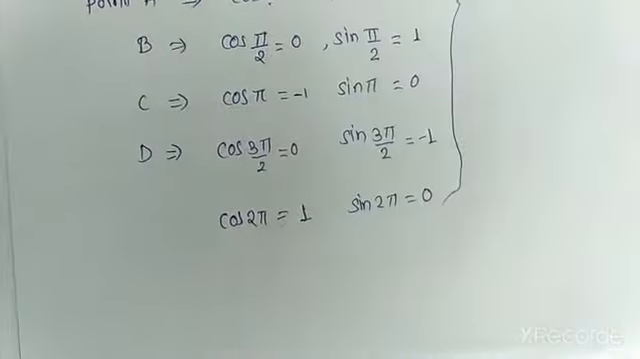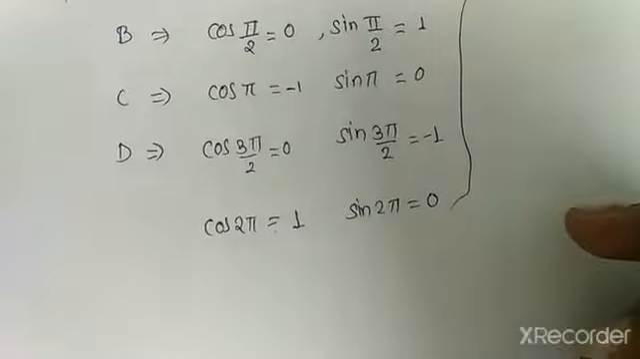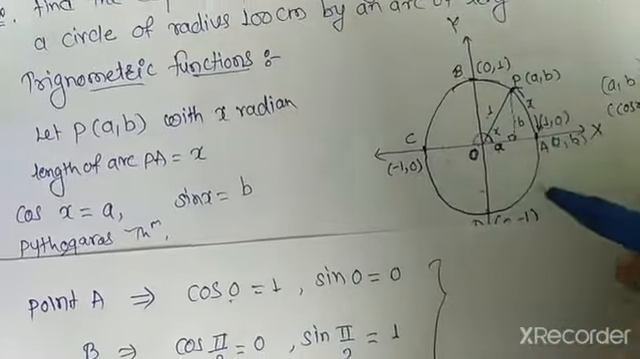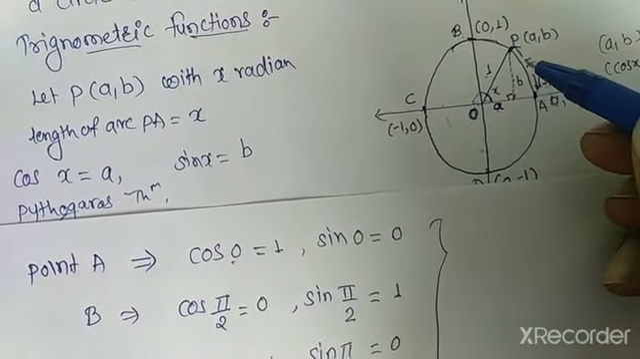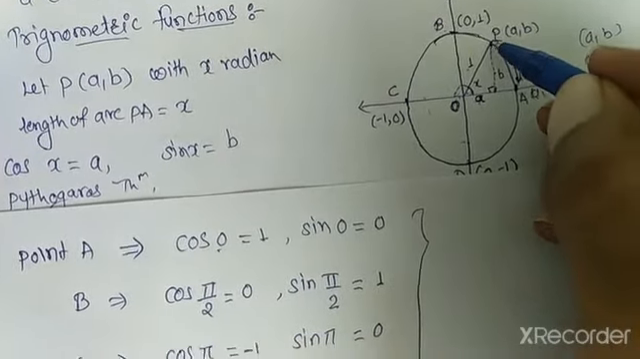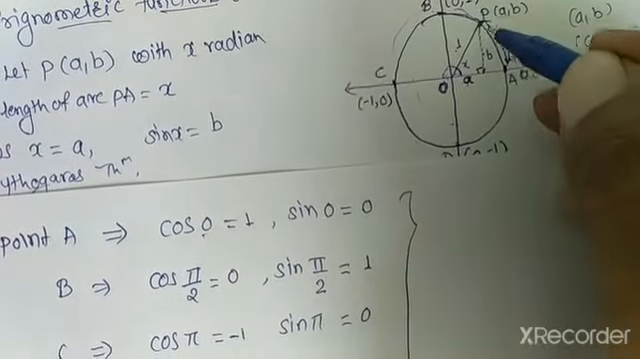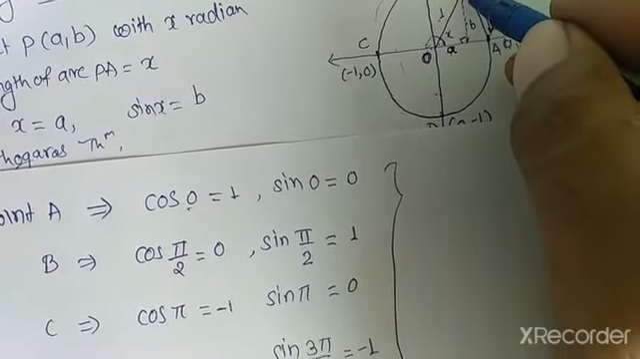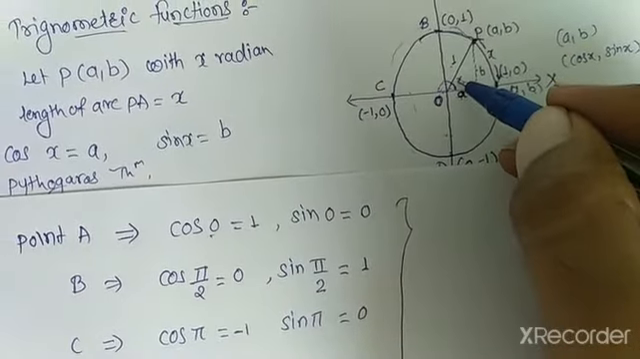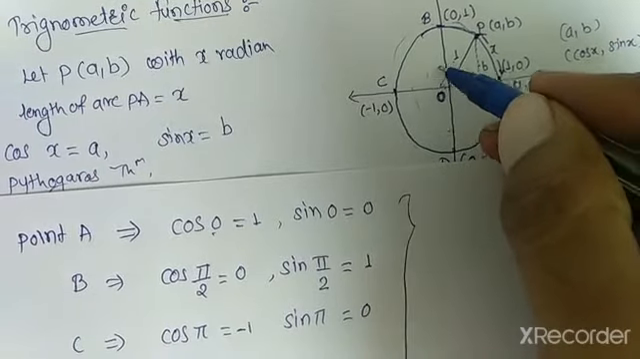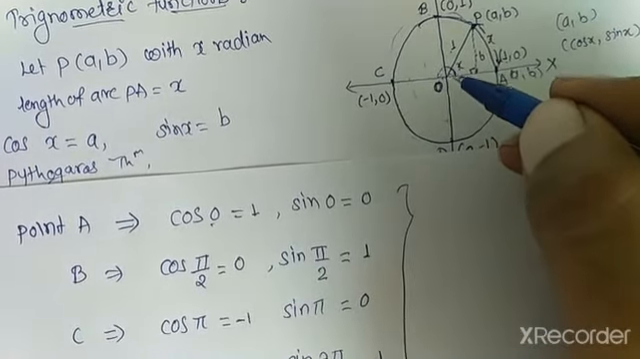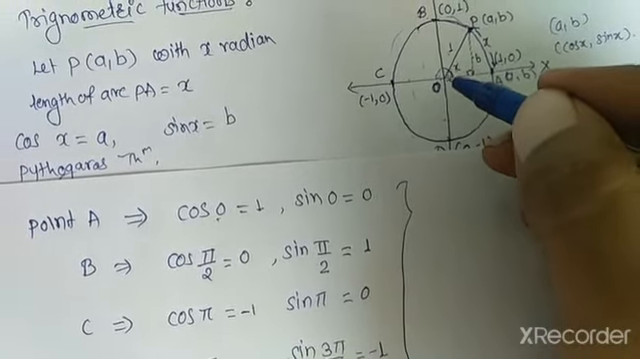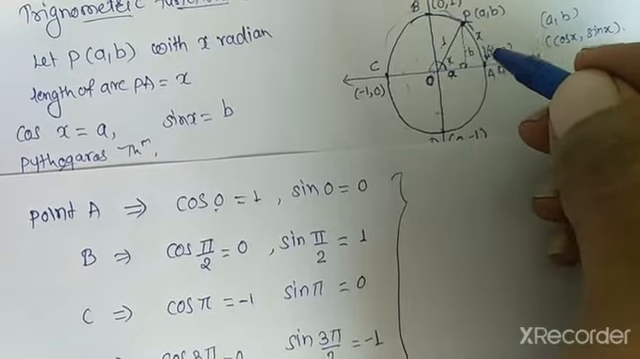Now if we take one complete revolution from point P, we again come back to the same point P. If we start from P, after completion of one revolution we will come to point P only. Thus we also observe that if x increases or decreases by any integral multiple of 2 pi, the values of sine and cosine functions do not change.